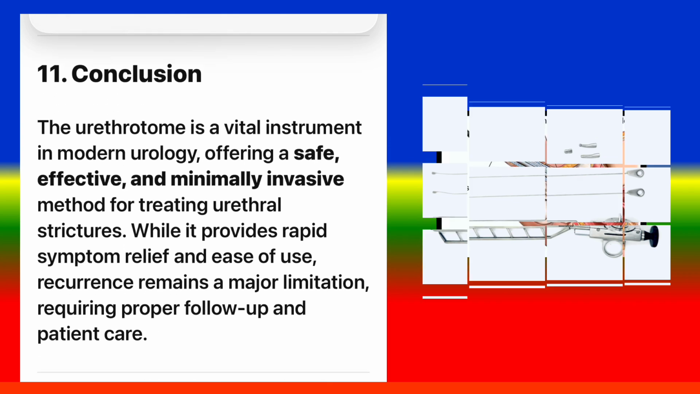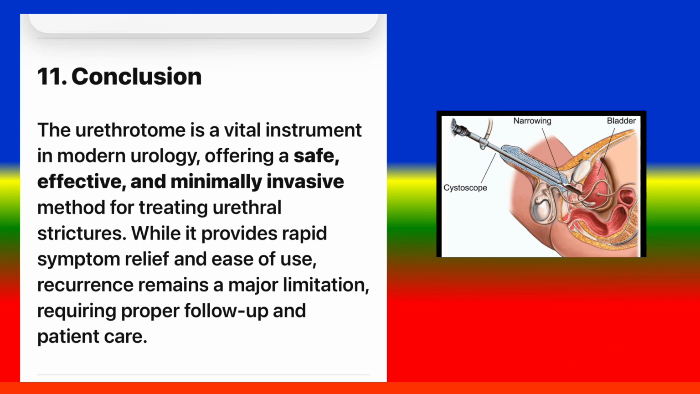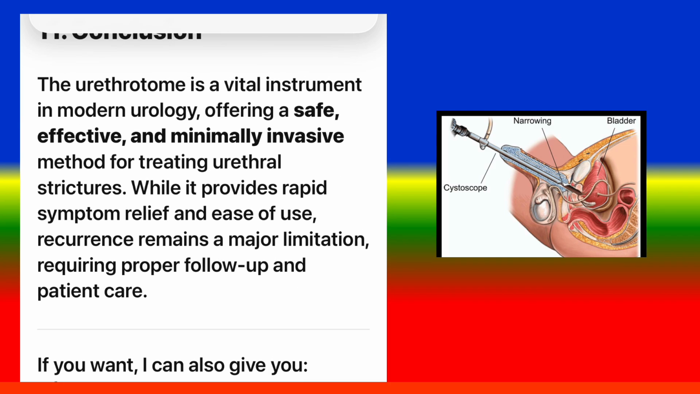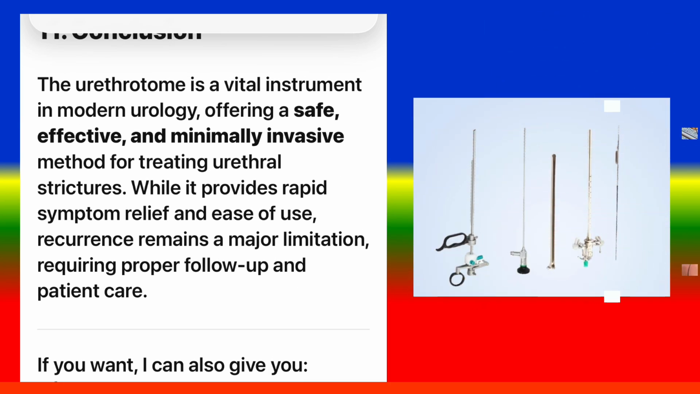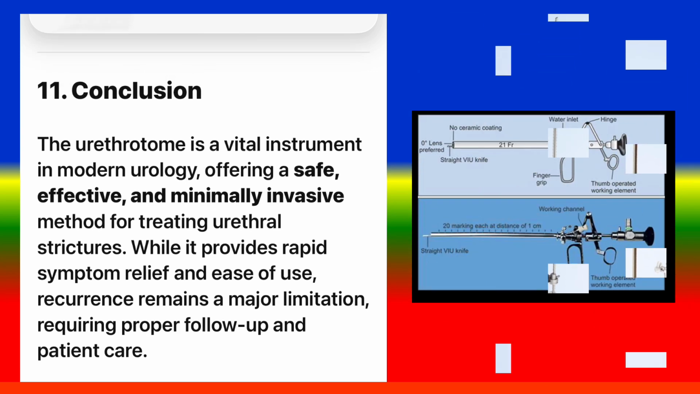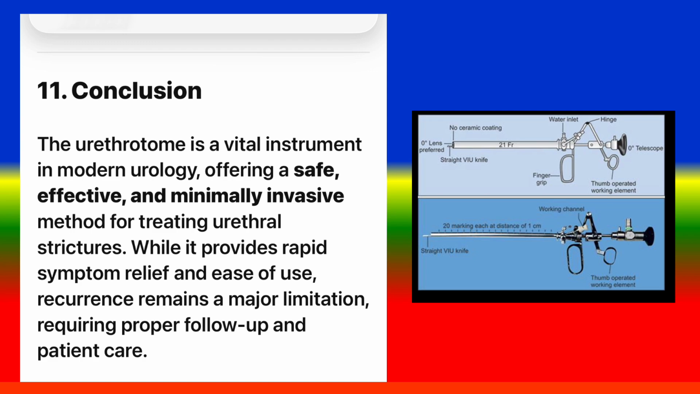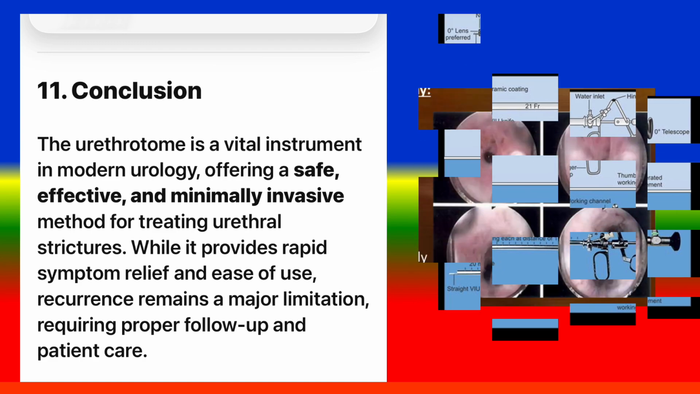11. Conclusion. The urethrotome is a vital instrument in modern urology, offering a safe, effective, and minimally invasive method for treating urethral strictures. While it provides rapid symptom relief and ease of use, recurrence remains a major limitation, requiring proper follow-up and patient care.